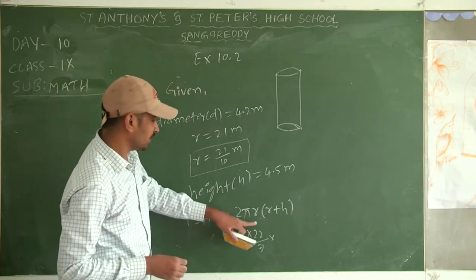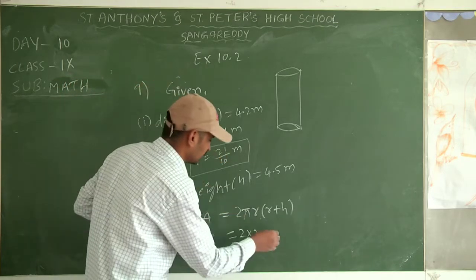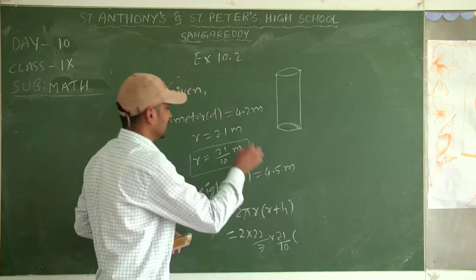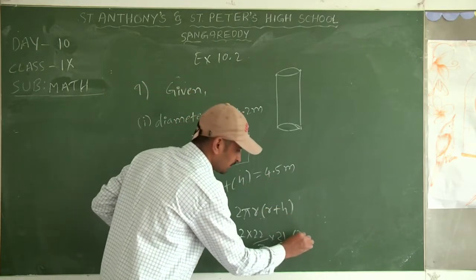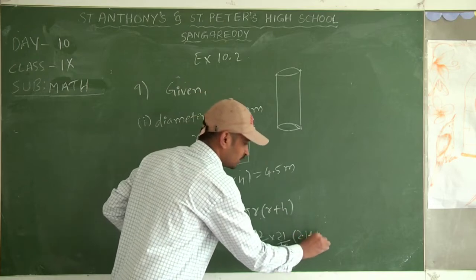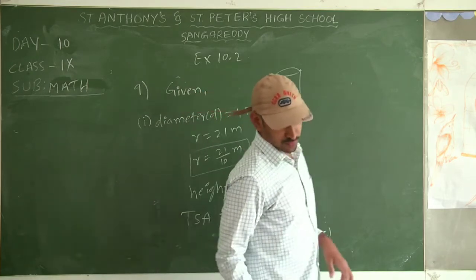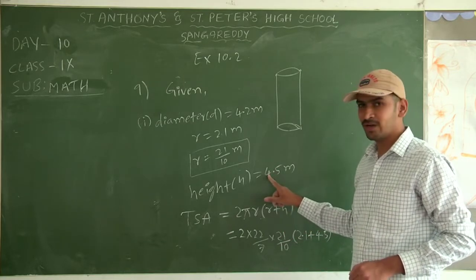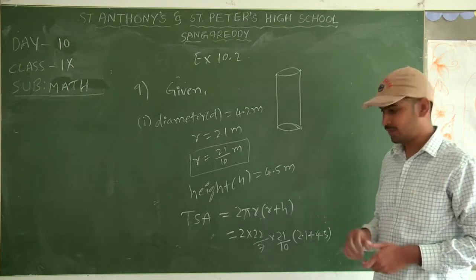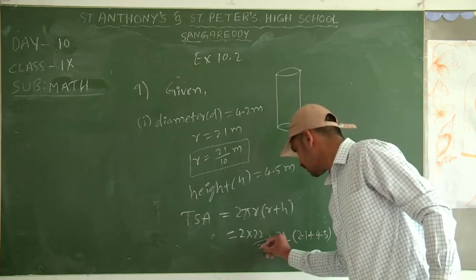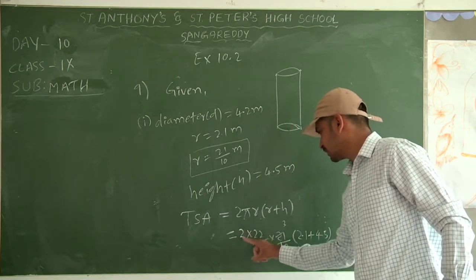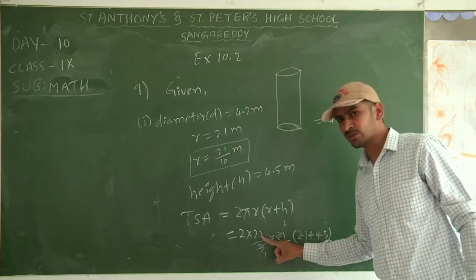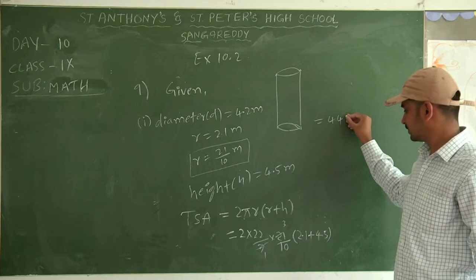So what is pi? 22 by 7. r is 2.1 meters, otherwise we can write 21 by 10, times (r plus h), where r equals 2.1 plus h equals 4.5. One I wrote in fraction and the other in decimal form for simplification purposes, because h is 4.5, otherwise we can write 45 by 10, no problem. So we can cancel: 7 ones are 7, 7 threes are 21, 2 into 22, that is 44.